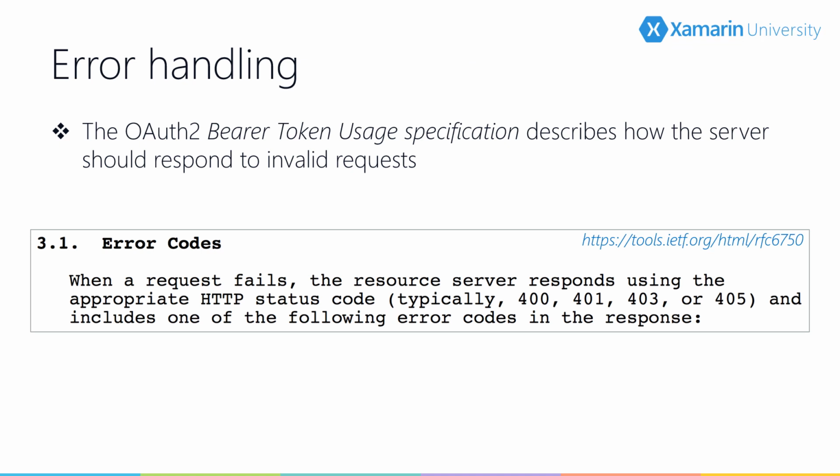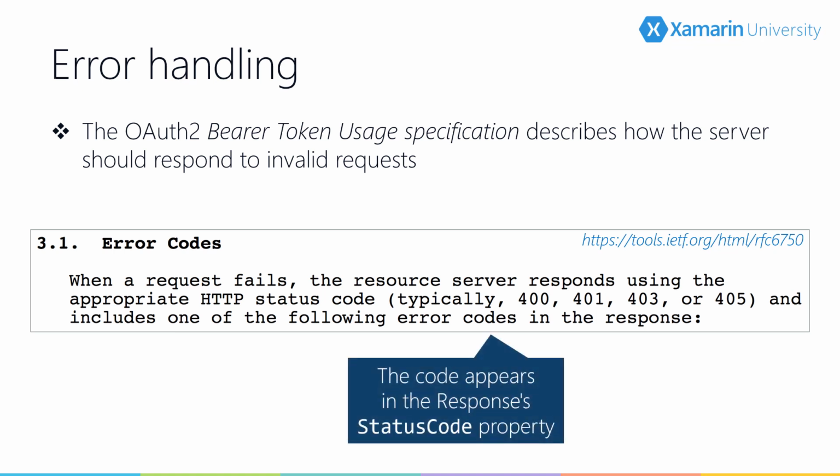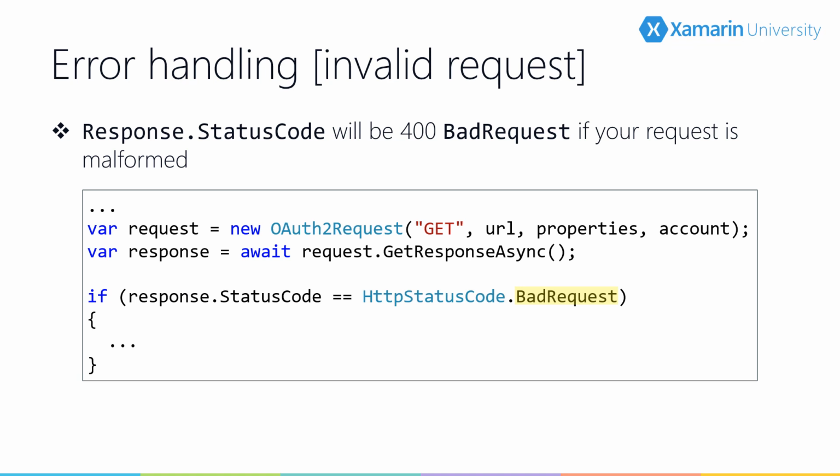Now, in the OAuth2 specs, the OAuth2 bearer token usage specification describes how the server should respond to invalid requests. Now, as we saw earlier, the error code appears in the response object's status code property. And 400 would be a bad request, 401 is unauthorized, 403 is forbidden, and 405 method not allowed. Now, we can recognize a bad request, a 400.